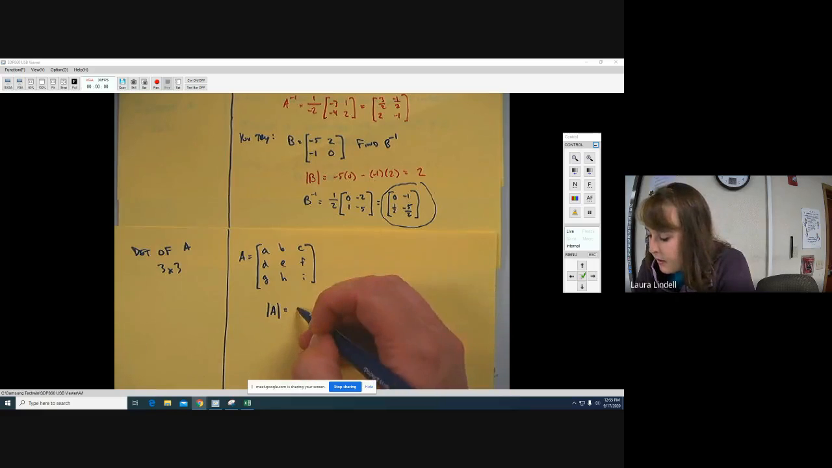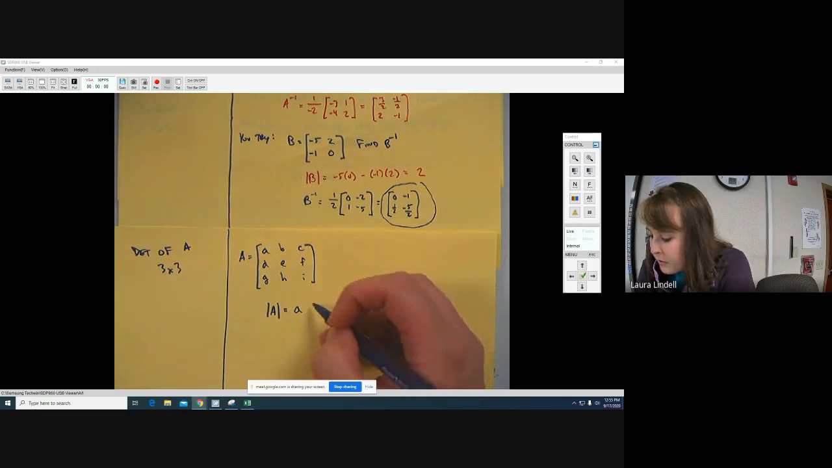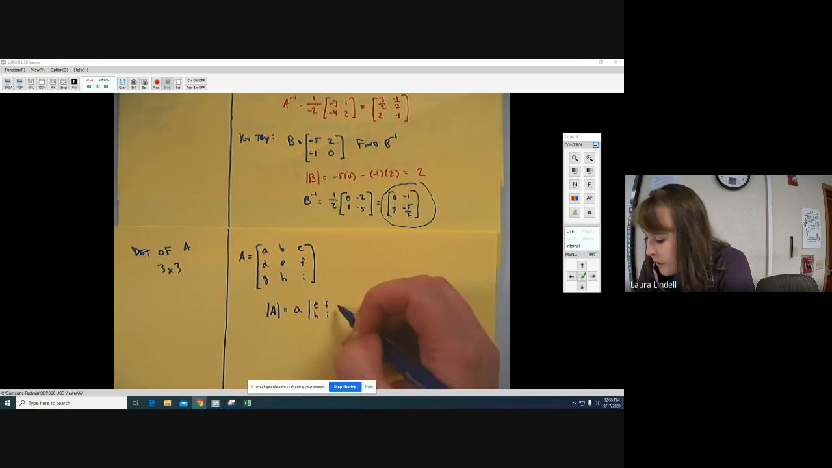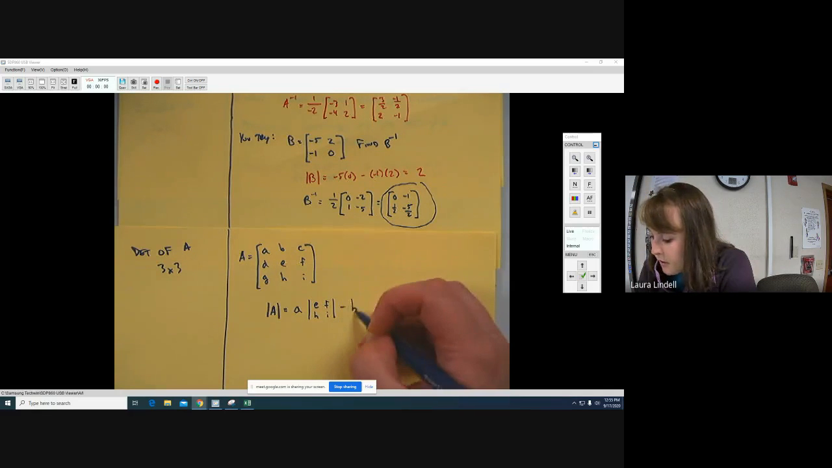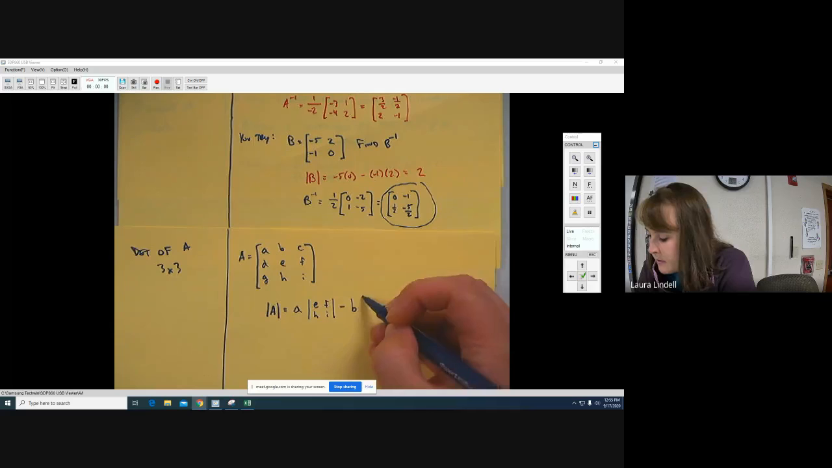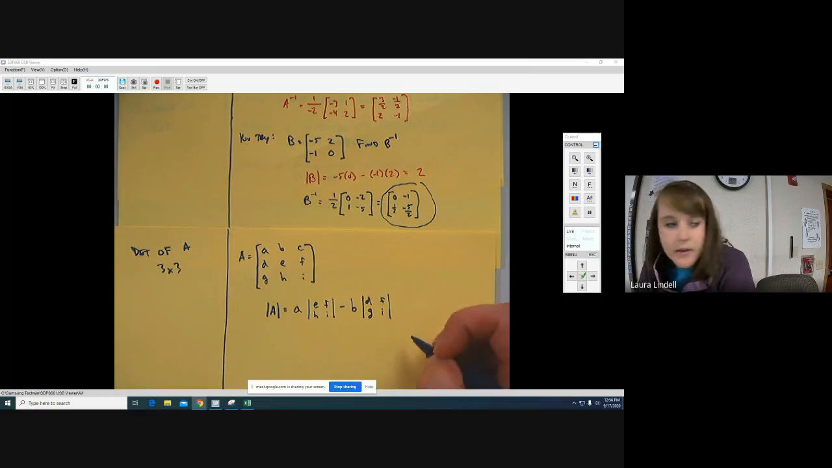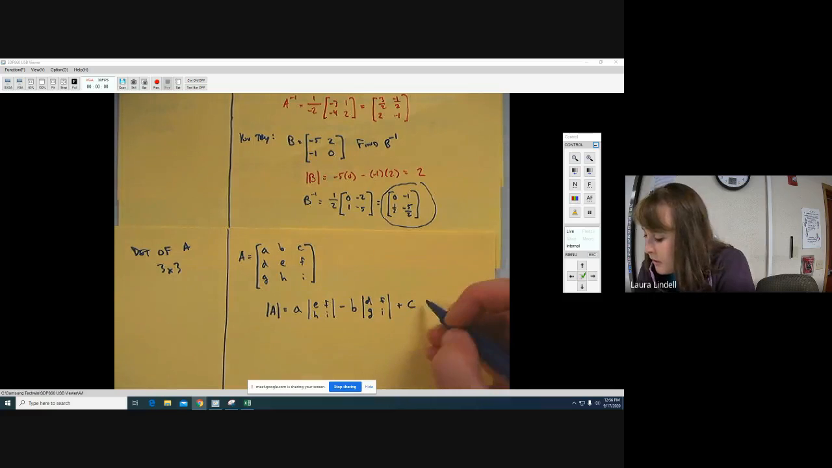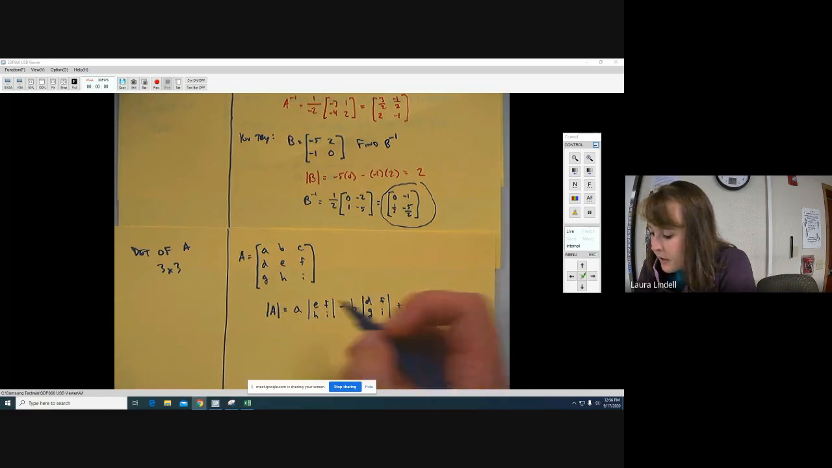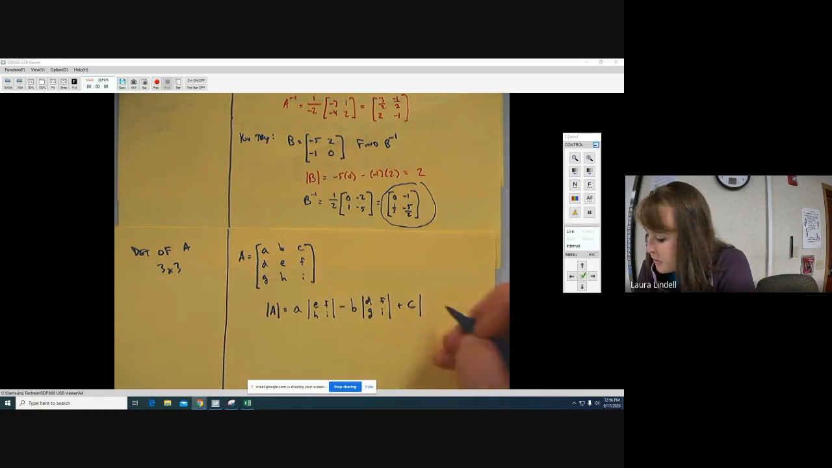So we take A, the top left corner value, times the determinant of the mini matrix E, F, H, I. And then we subtract the middle of the top row, B, times the determinant of the mini matrix D, F, G, I. And then we add the third entry, C, times the determinant of the mini matrix D, E, G, H.